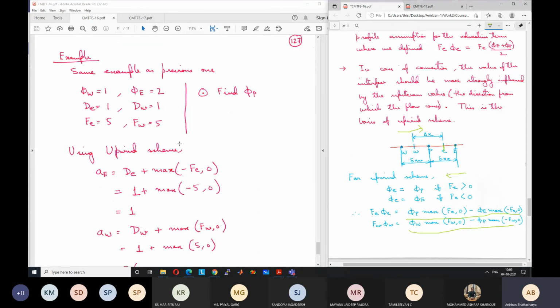So using the upwind scheme now, what is Ae? Ae is De plus maximum of minus Fe, 0. So De plus maximum of minus Fe, 0 is 1 plus maximum of minus 5, 0. So 1. What is the thing that we can see from here? There is no effect of flow on Ae. Only the effect of diffusion is present. Flow is not contributing anything.